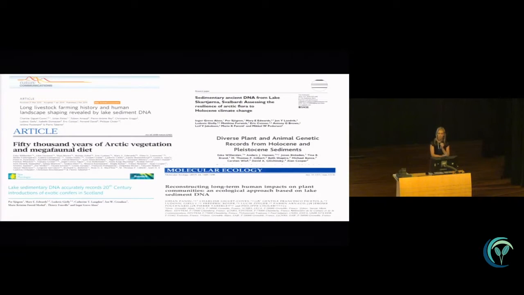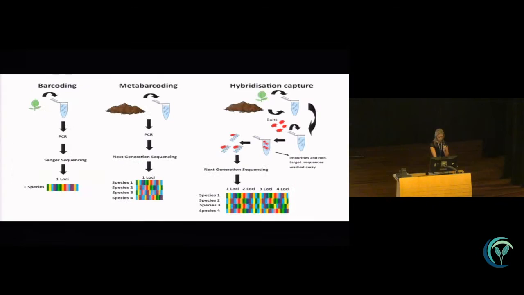This notion of taking sediment cores and extracting DNA in order to reconstruct past plant communities has actually been done before, and one study was actually able to observe how human agriculture impacted plant communities. Another study was actually able to extract DNA from sediment that was 400,000 years old. So as you can see, there's great potential for this sort of method.